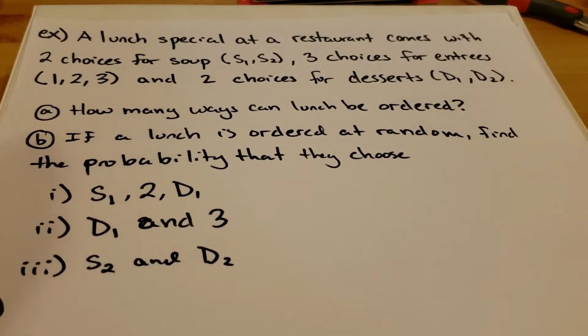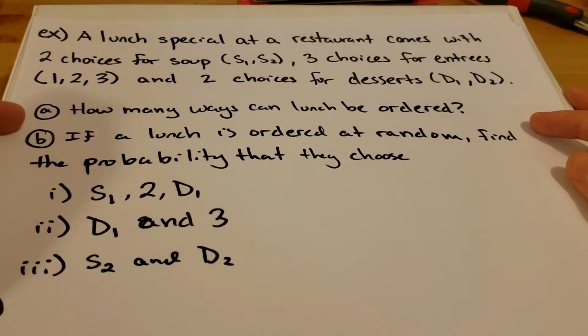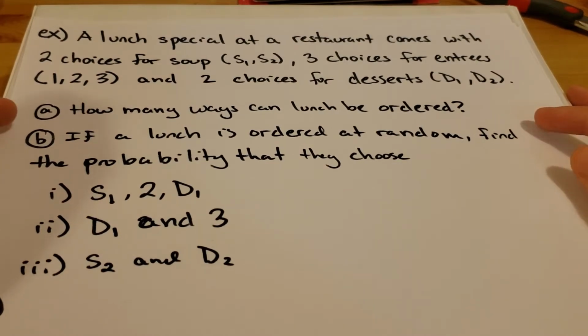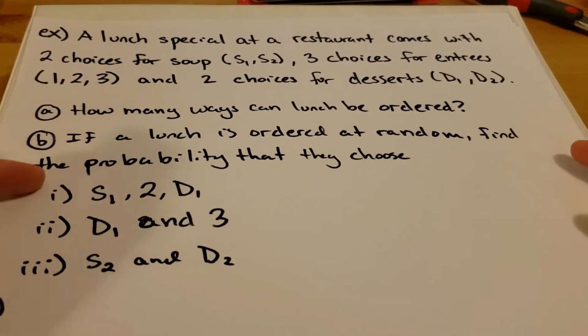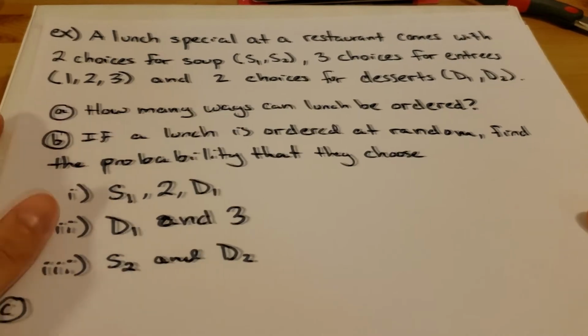In order to figure this out, we can draw a tree diagram to help us generate the sample space, and then we can find the probability that way. A tree diagram will also answer part A for us. It'll help us figure out how many ways we can order lunch. Once we know that, it'll be a little bit easier to find the probabilities of these things.